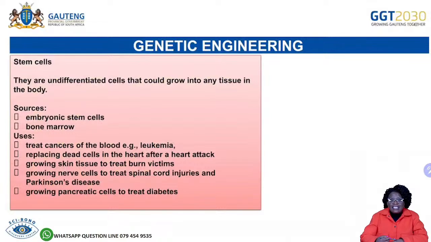Let us now look at stem cells. So we spoke about GMOs, which is genetically modified organisms. We are now coming to another example of genetic engineering, which is stem cells. What are stem cells? In life sciences, it is very important for you to remember terminology. You must be able to write terms.